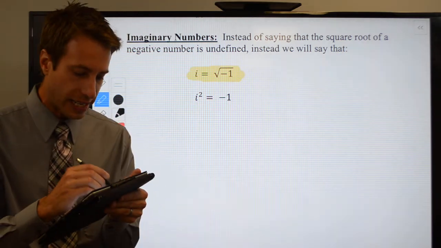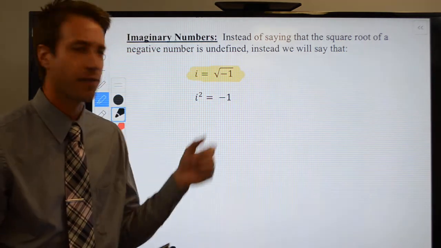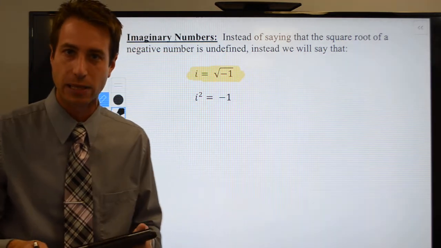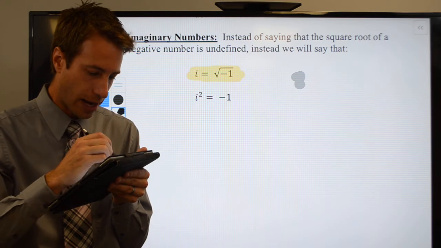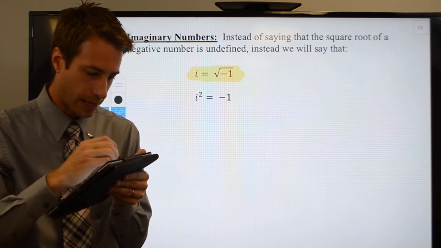One quick note here, just an extra little piece of information that will be very important when we get to problems. Notice this. If I have i, oh, sorry, hold up, that's my highlighter. No, I don't want that.